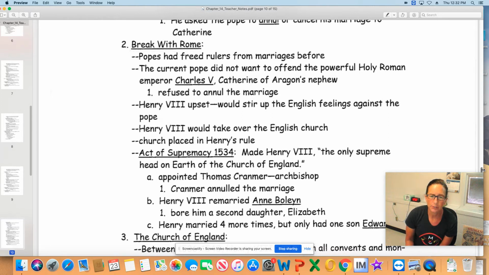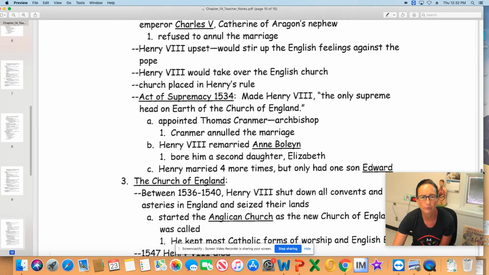Church placed in Henry's rule. A lot of things happen in your book, skipping a lot of the details, but I'll give you a short version. Henry VIII, remember, wants an annulment in 1527. The annulment is not granted. In 1534, he passes what is called the Act of Supremacy, and that basically makes Henry VIII, the King of England, the only supreme head on earth of the Church of England.